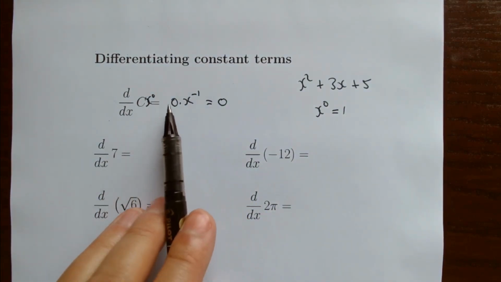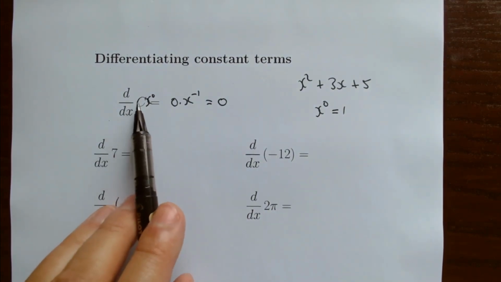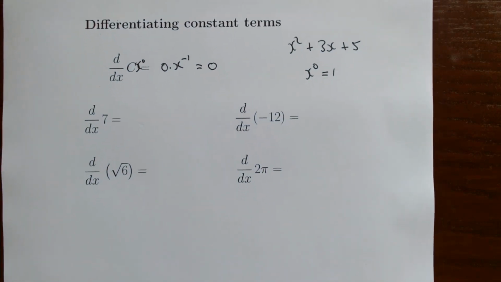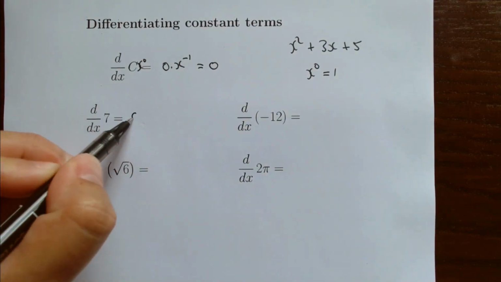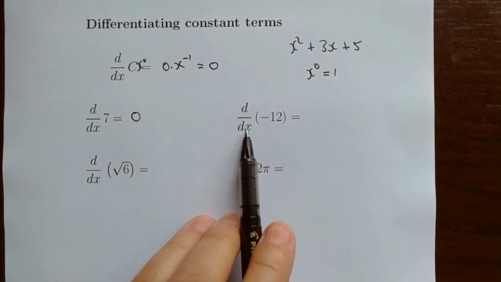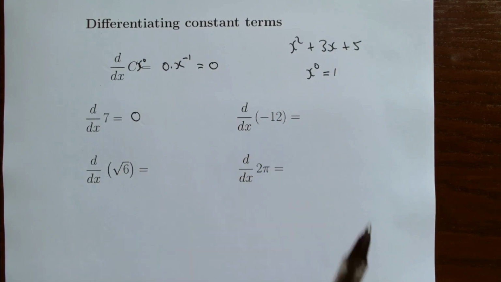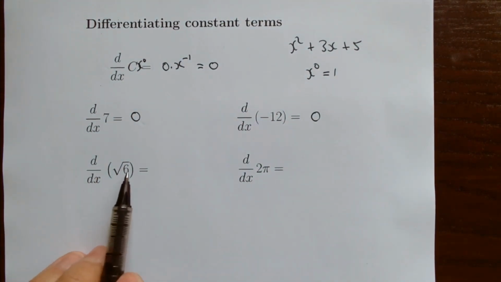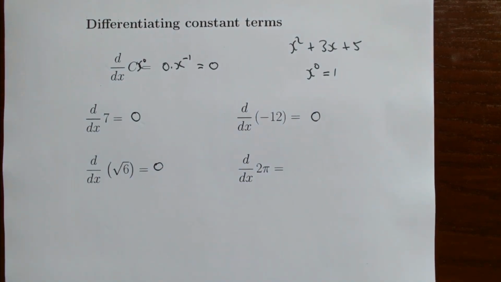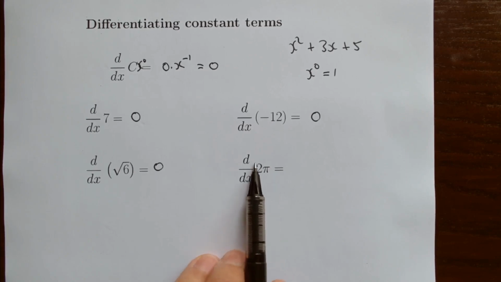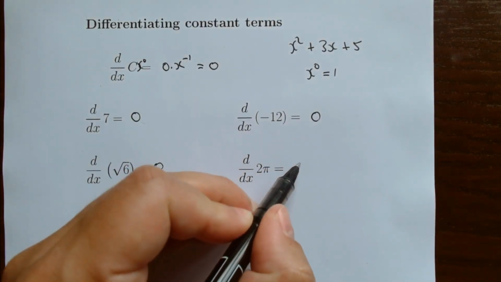And in general, you miss out the intermediate steps. You can go straight from here to 0. So if you wanted to differentiate the number 7, it becomes 0. Differentiate minus 12, it becomes 0. And if you want to differentiate root 6, that's just still a constant. It's just a number. So it's 0, and 2 pi is also a number, a constant. There's no x here, so when you differentiate it, you get a 0 still.